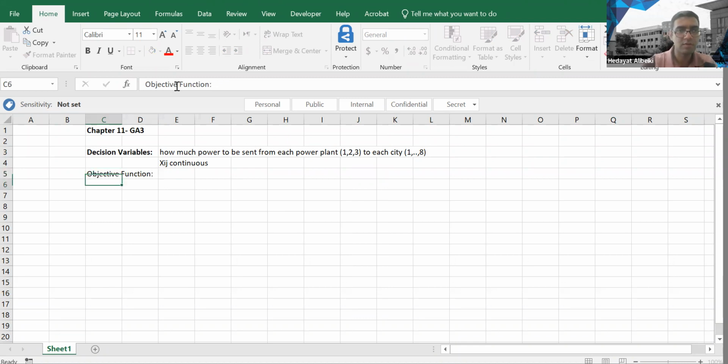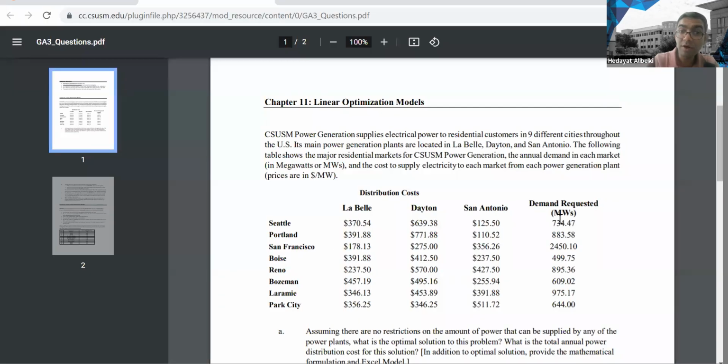Objective is, let me just write it here. Total distribution cost. Per megawatt that you send from LaBelle to Seattle, you're going to spend this much money. Now, how much money do you spend if you send X11 units? 370.54 times X11. Does that make sense? And then so on and so forth.